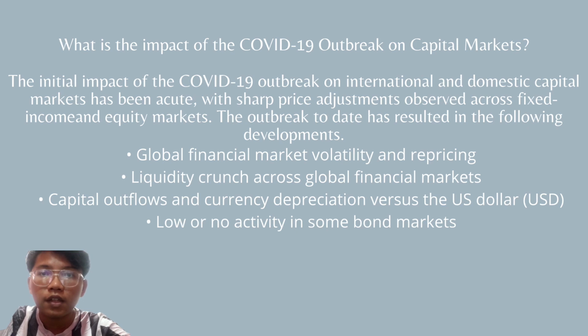What is the impact of the COVID-19 outbreak on capital markets? The initial impact of the COVID-19 outbreak on international and domestic capital markets has been acute, with sharp price adjustment observed across fixed income and equity markets. The outbreak to date has resulted in the following developments. First one is global financial market volatility and repricing. Second one is liquidity crunch across global financial markets. The third one is capital outflows and currency depreciation versus the US dollar, which is USD. And the last one is low or no activity in some bond markets.